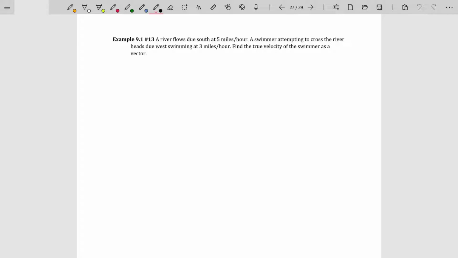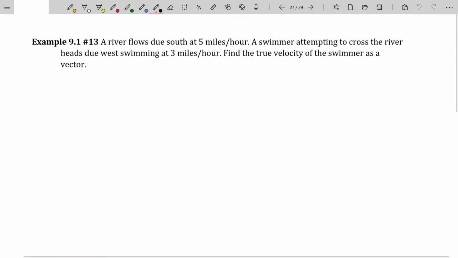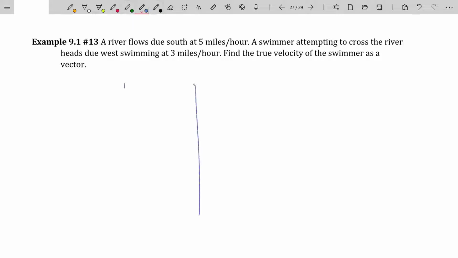You can also use vectors for moving objects like this. So I'm going to read it out loud, and then we're going to draw it and do all that fun stuff, but then I'll tell you other styles of this problem. So a river flows due south at 5 miles per hour. So I'm just going to draw in a river here. So here's our river. It's flowing south at 5 miles per hour.